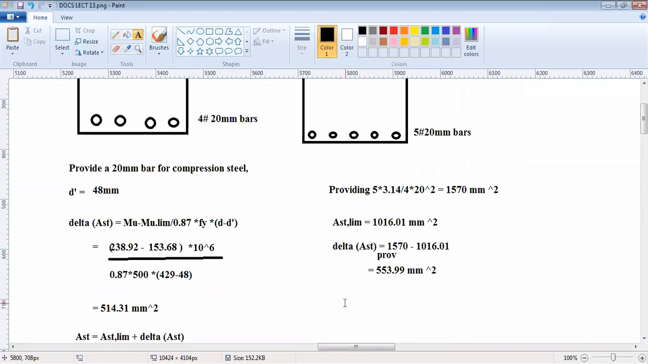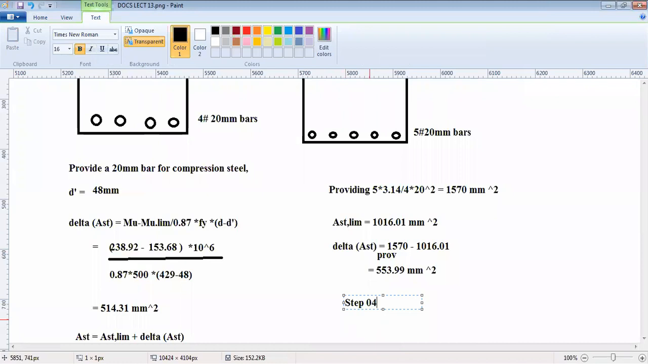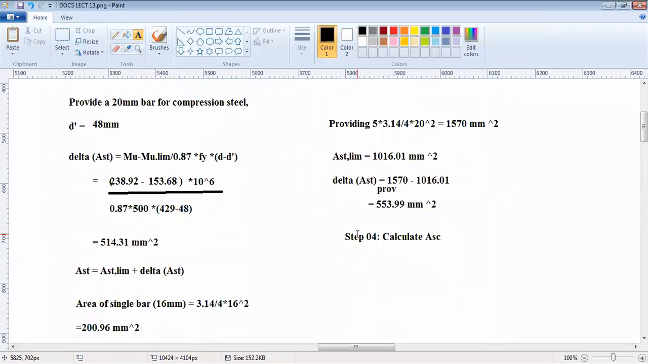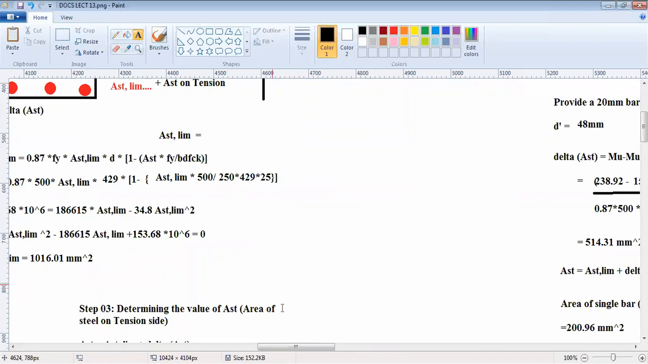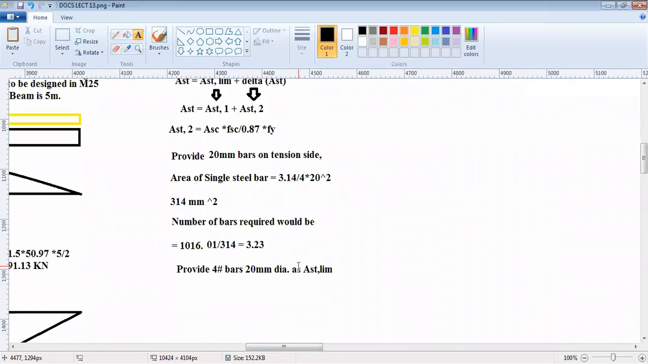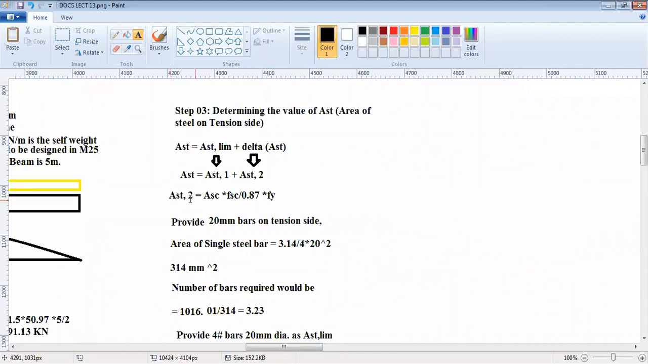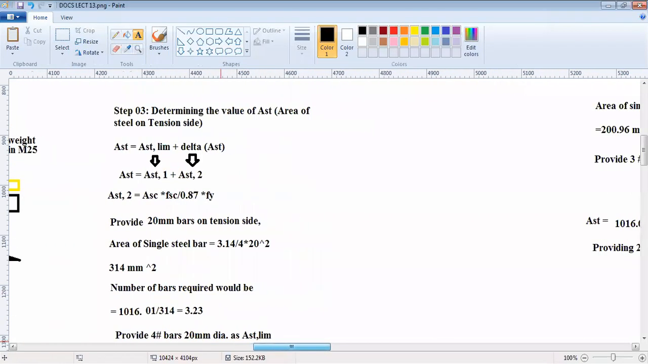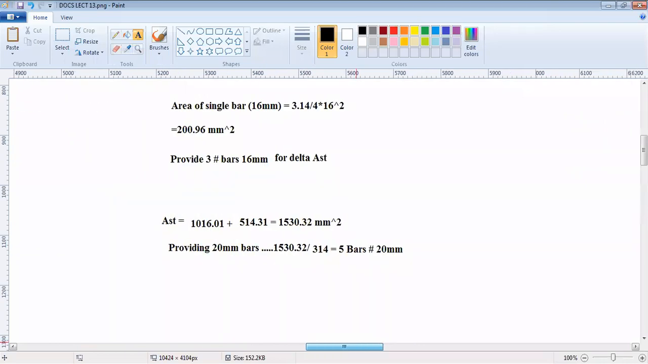Now, in next step, we then calculate. So this is step number 4 now. We calculate ASC. How much is the ASC that we require? Now, for that, we just had this formula jo humne likhi thi yahan par. AST2 is ASC into FSC divided by 0.87 FY. Now, for that, first let us determine what is XU max. Why? Because we had to determine the value of ESC as per code.